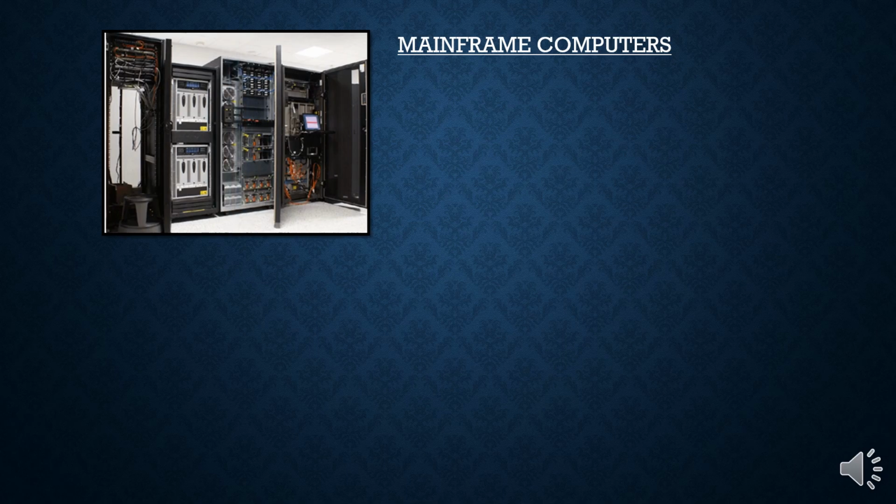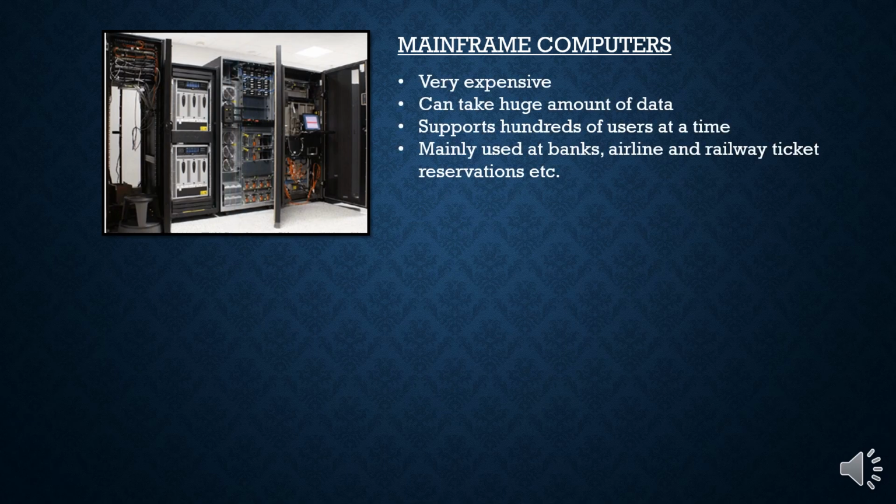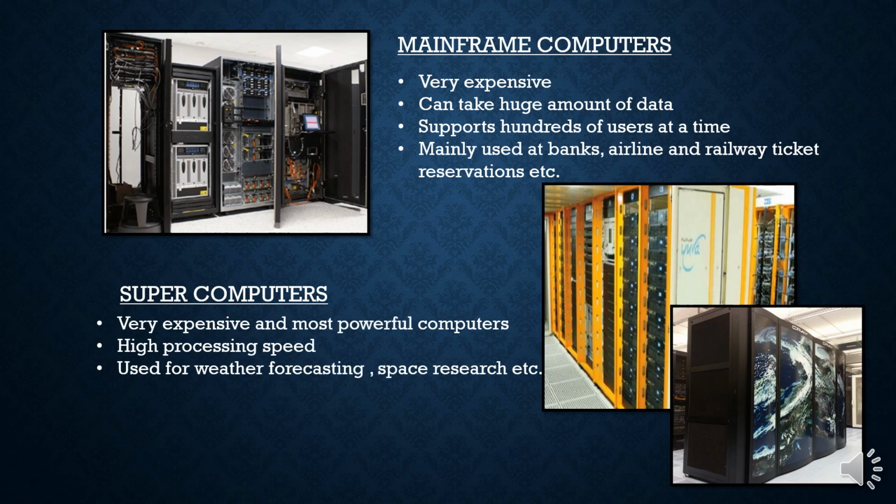Mainframe computers. Mainframe computers are very expensive, can take a huge amount of data, support hundreds of users at a time, and are mainly used at banks, airline, and railway ticket reservations. Supercomputers. Supercomputers are very expensive and the most powerful computers. They have high processing speed and are used for weather forecasting, space research, and satellite control, etc.